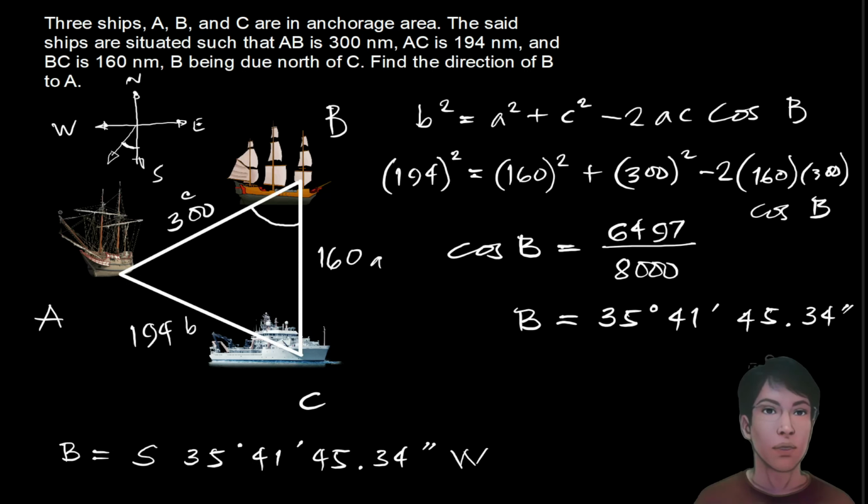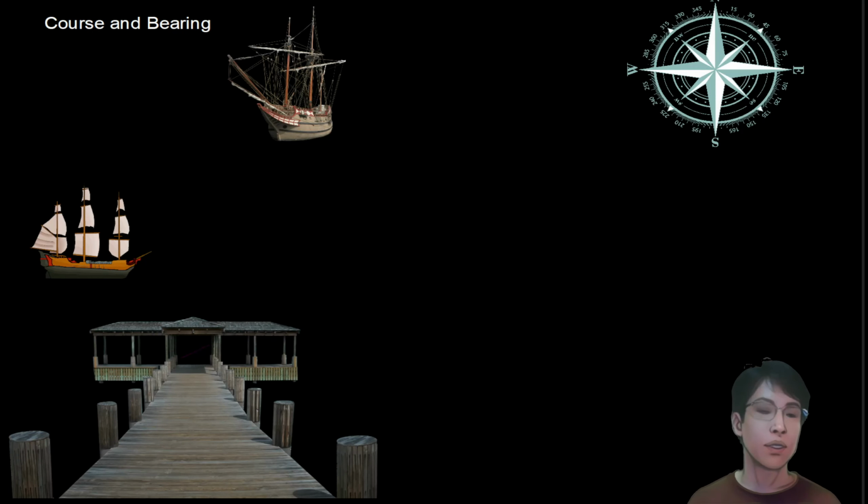So if we position this shape over here, then we will get the answer, except that direction will be east of south. Okay? And that will be my introduction for course and bearing. Okay, so course and bearing. As I've said, bearing or direction, that is the position of an object or anything relative to the observer.